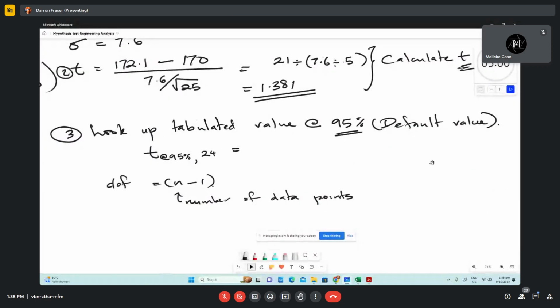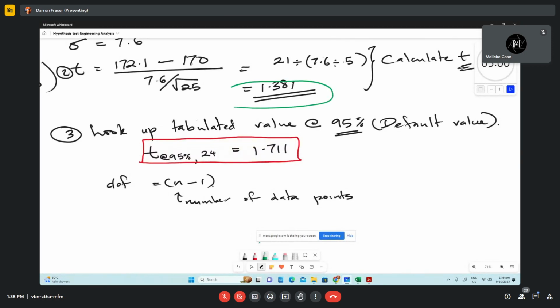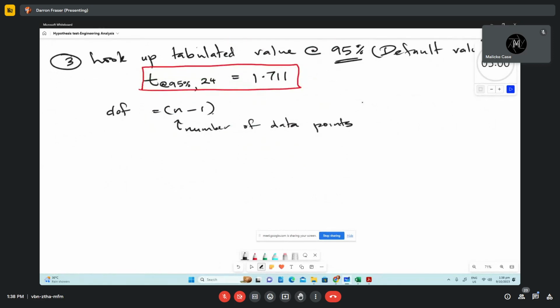So let's write down that. Our calculated value is 1.381, and our tabulated value is 1.711. So how does that help us to make our decision? Well, the simple way to treat it is that our tabulated value, 1.711, is the border. So this is H0, and over here is HA.